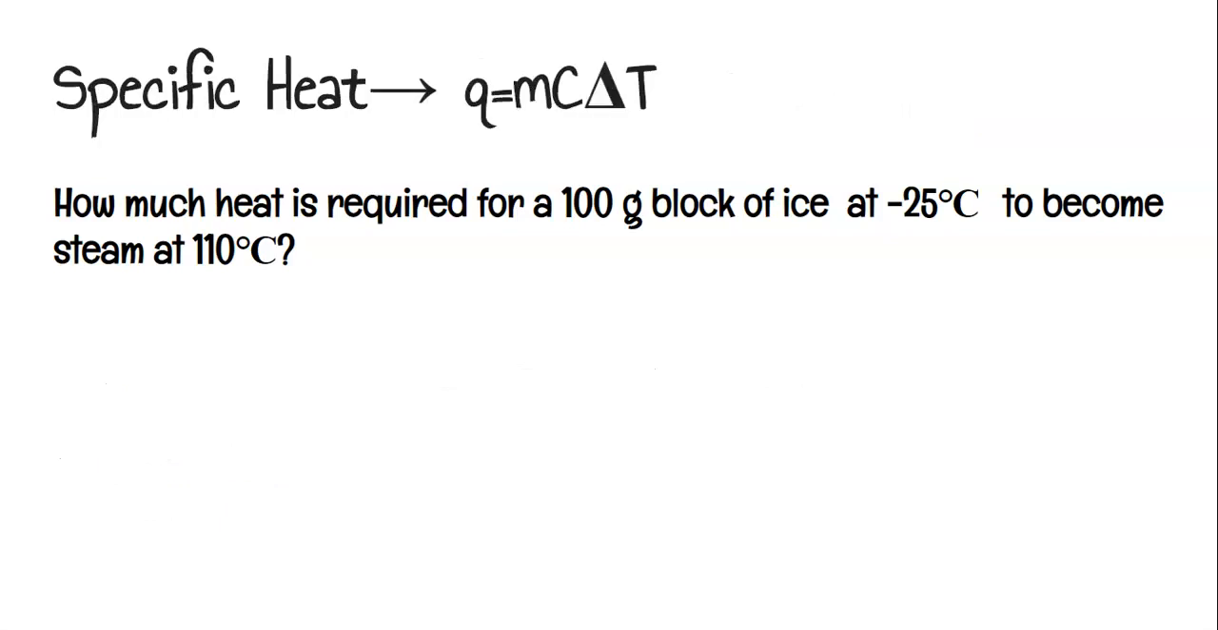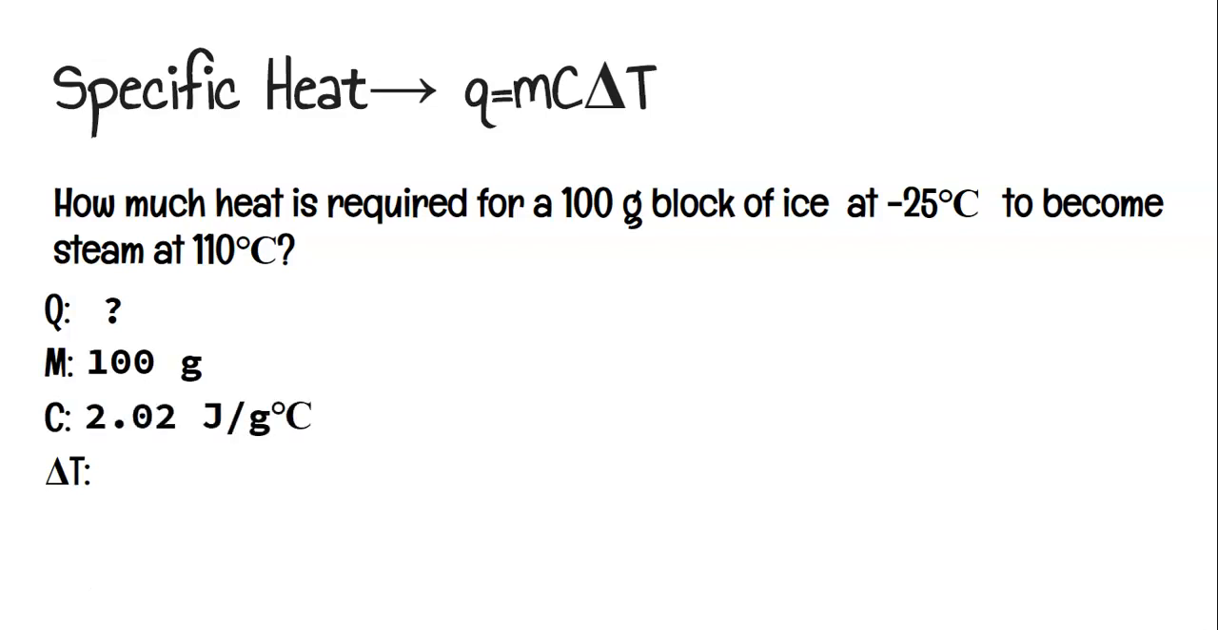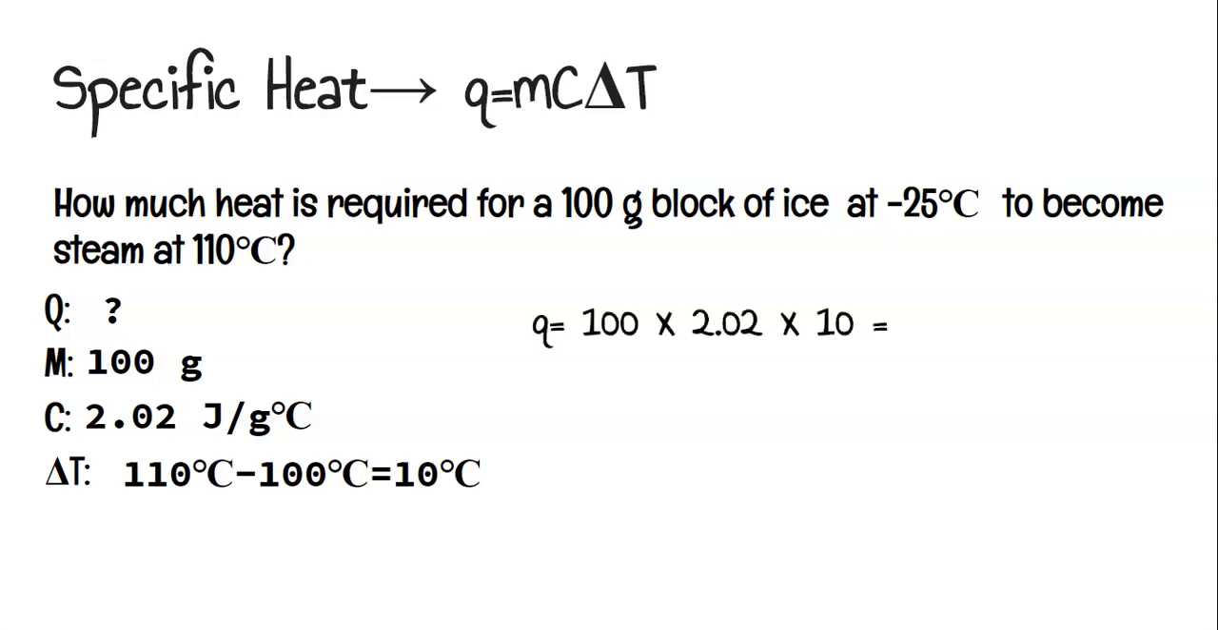Okay. So my last step is to figure out how much energy it takes to get that steam from 100 to 110. Again, my Q is unknown. My mass stays 100. My specific heat is 2.02, again coming from that reference table, where I'm looking at the one for steam. And my change in temperature is 10 degrees because it's 10 degrees from 100 to 110. So I plug all that in, and I get 2,020 joules.